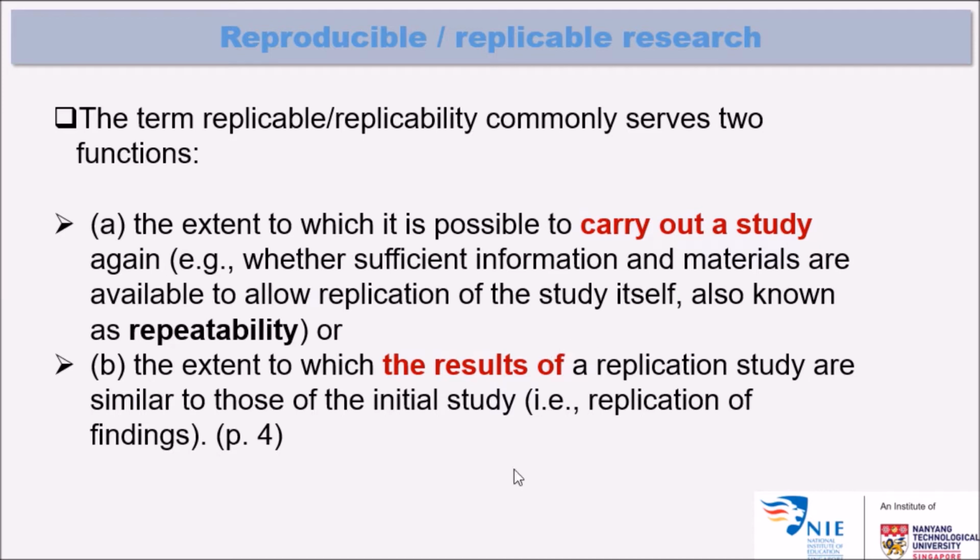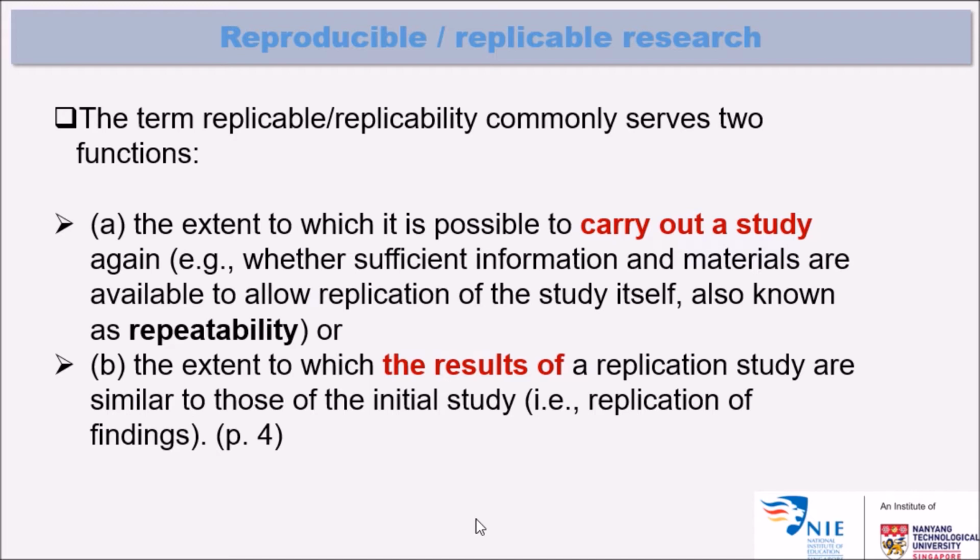The term reproducibility or replicability or replicable commonly serves two functions. The first function has to do with the repeatability of the study, and the other function has to do with the results of the study.